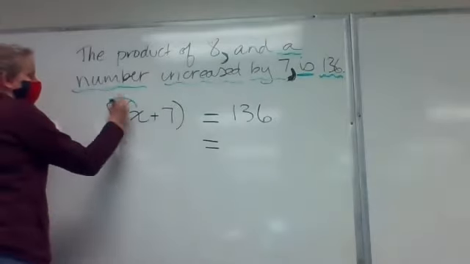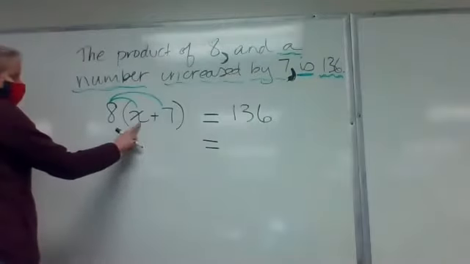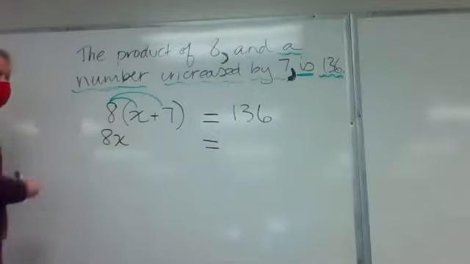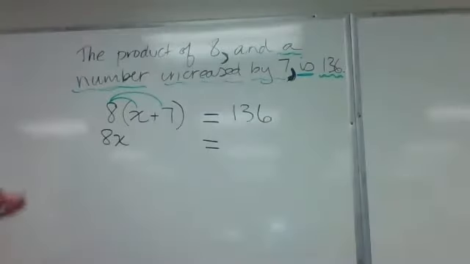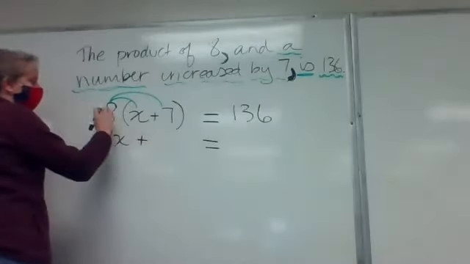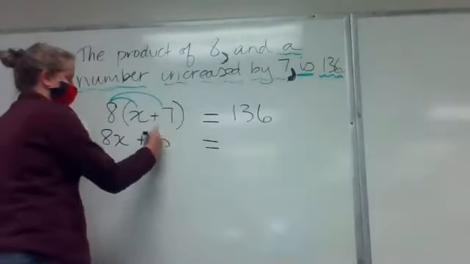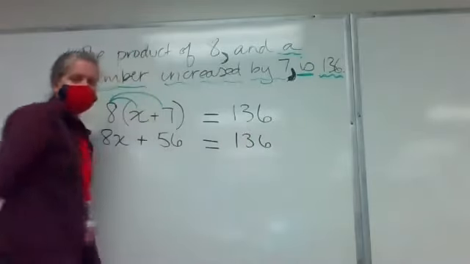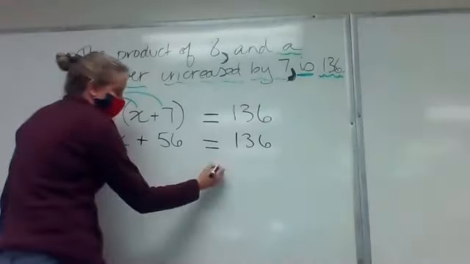Here, I will distribute this 8 to remove those parentheses. So here I have 8 times x, which gives me 8x, right? Because when you multiply a number times a letter, it just hooks the number and letter together. Plus 8 times 7, which gives you 56. There's your equals. Drop down your 136. Again, keeping my equal sign stable.